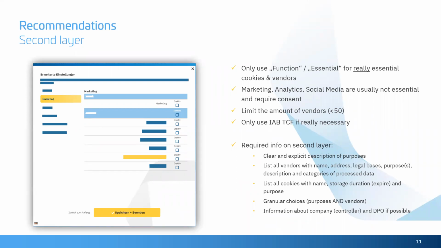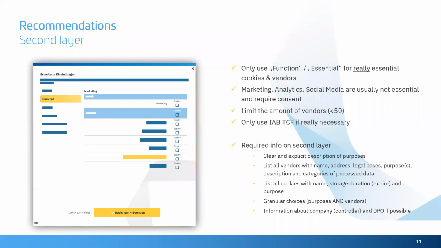You should also list all the cookies with the name and the storage duration. So that's the expire time usually. And the purpose. Some data protection authorities like to see a description there, as we saw with Latvia. Some don't care about the description. Some don't give clear guidance on the description. What is common is, or what all say is, you need to have the name and the storage.